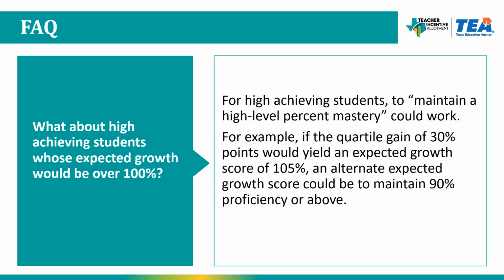One question the TIA team often receives is, what about the high achieving students whose expected growth would be over 100%? It is a local decision how districts handle this calculation. Some districts have opted to follow a scenario that has all high achieving students maintain their high proficiency level. So for example, if the quartile gain of 30 percentage points would lead to an expected growth of 105%, an alternative expected growth score could be to maintain the 90% proficiency or above. Again, this is a local decision and districts have to consider all models and their flexibility in adapting to both the highest and lowest achieving students.